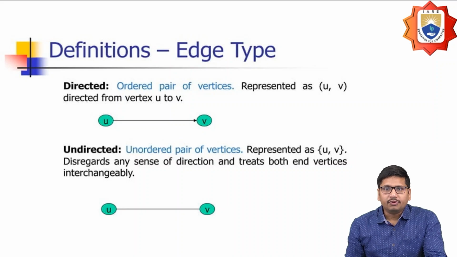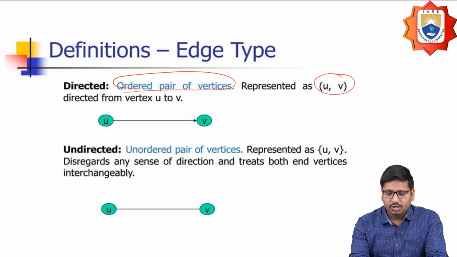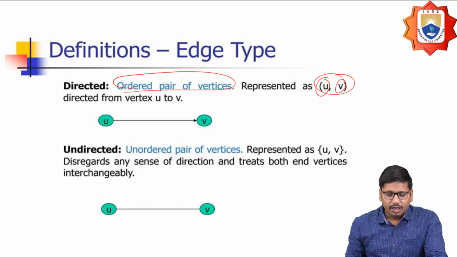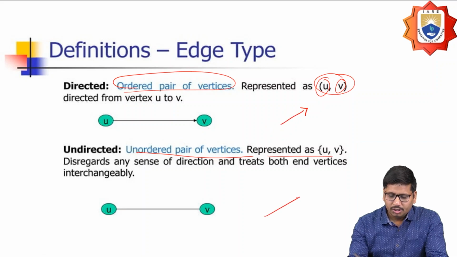There are two types of edges: directed edge and undirected edge. A directed edge is an ordered pair of vertices, represented as (U, V), where the edge starts from U and goes to V. An undirected edge is an unordered pair of vertices, represented as (U, V), and here the edge is represented simply without any kind of direction. Whenever I represent an edge with a direction, it is called a directed edge, and whenever I simply connect one vertex to another vertex, I call it an undirected edge.